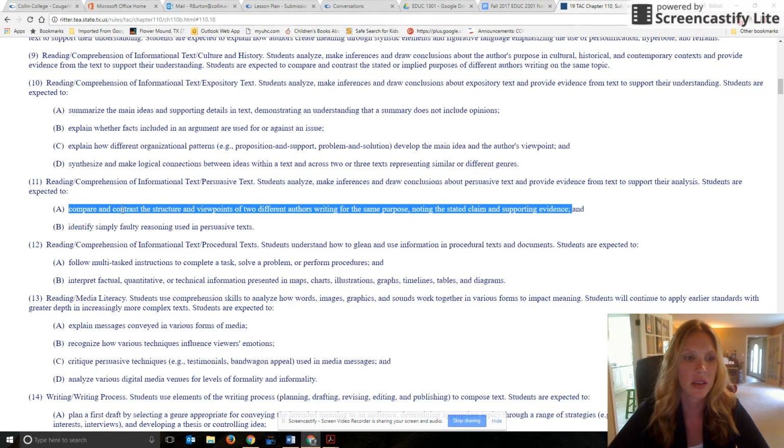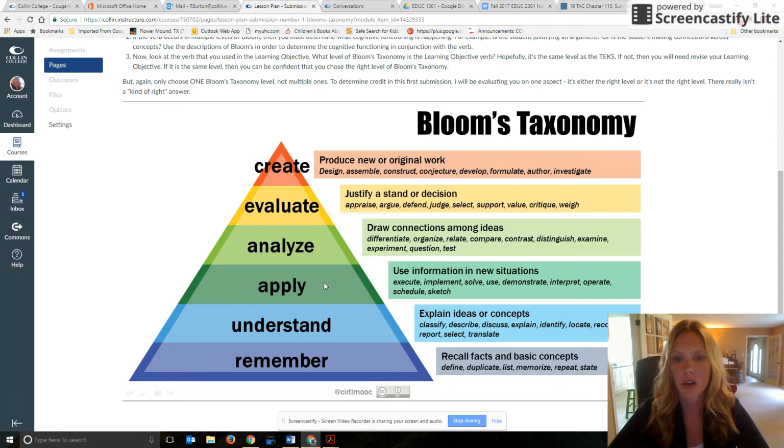If we again take the two verbs, compare and contrast, we come back to our chart, and we see that compare and contrast is not remember. We don't see it in understand. They're not applying. Up here in analyzing, when they're drawing connections, it's asking for them to compare and contrast. They're looking at two different authors, trying to find those things that are similar and different. Even though they have to understand what they're reading, we're asking them to go a step further and actually analyze, putting some critical thought to what they've read to find the similarities and their differences.